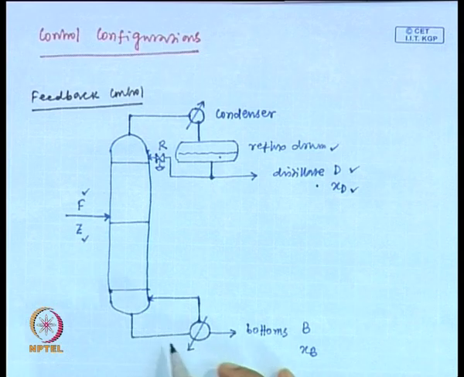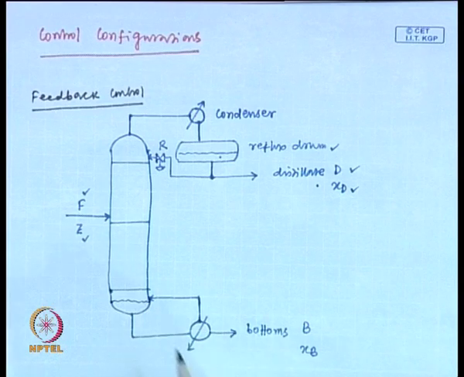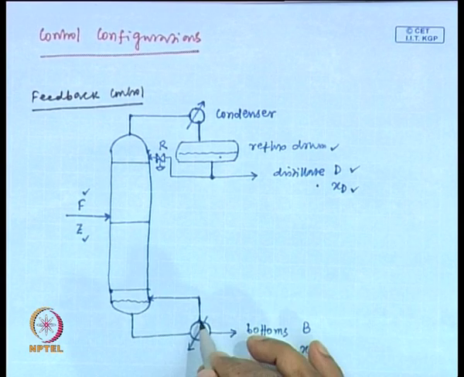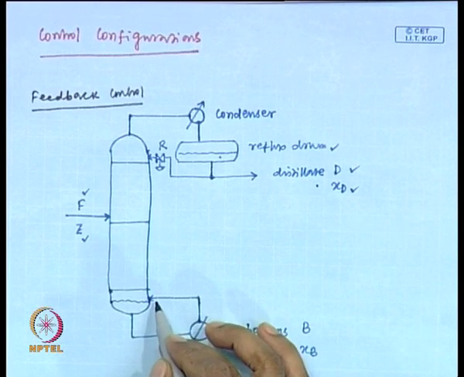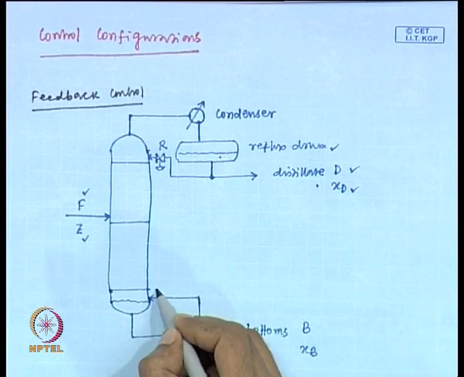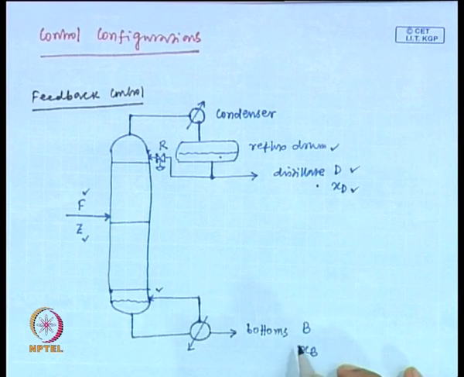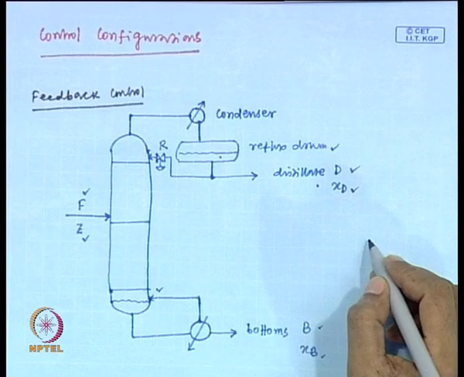Similarly, at the bottom, the liquid which is coming from the bottom tray goes to a reboiler. The produced vapor is recycled back just below the bottom tray. This is the bottom tray, and some amount of liquid is withdrawn as bottom product or bottoms with flow rate B and composition xB.